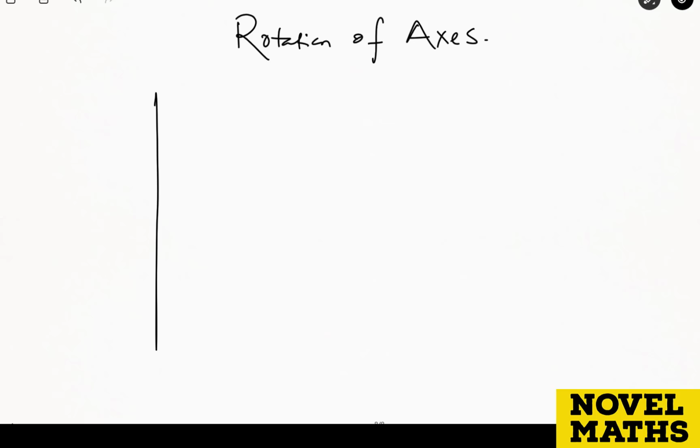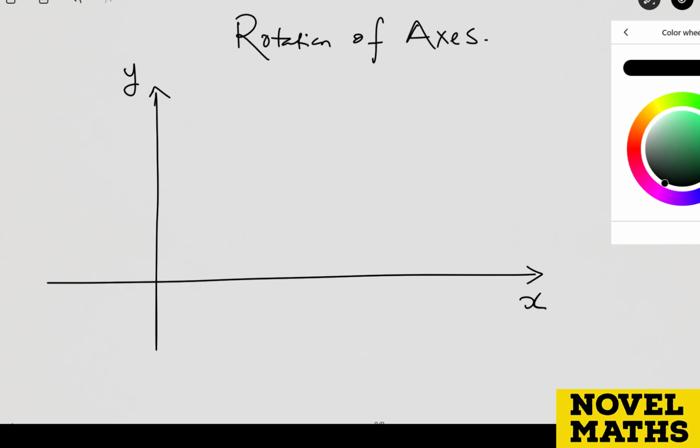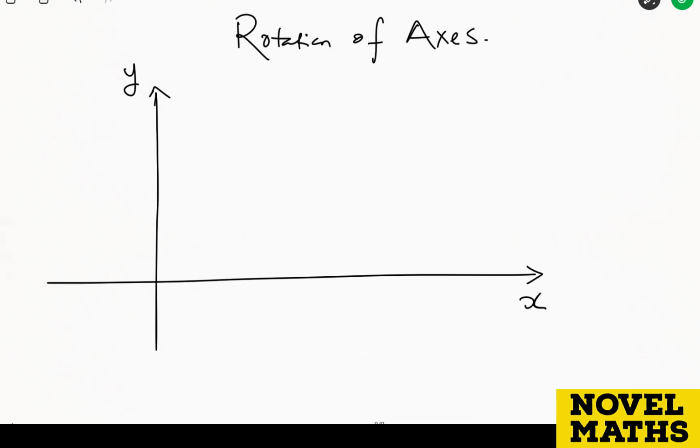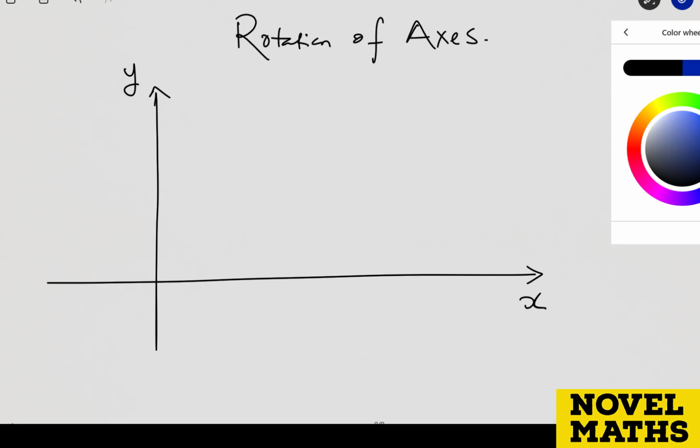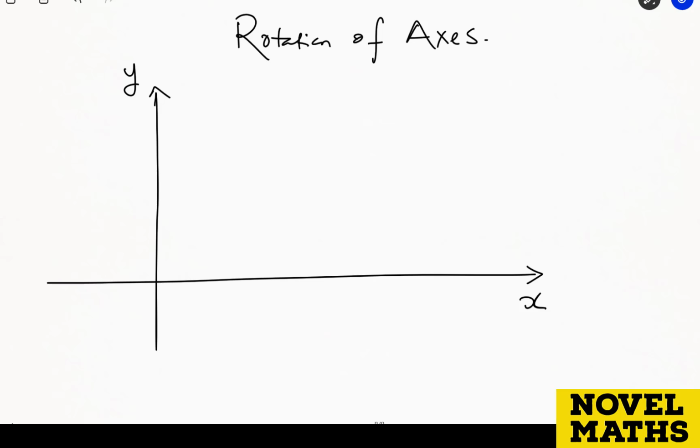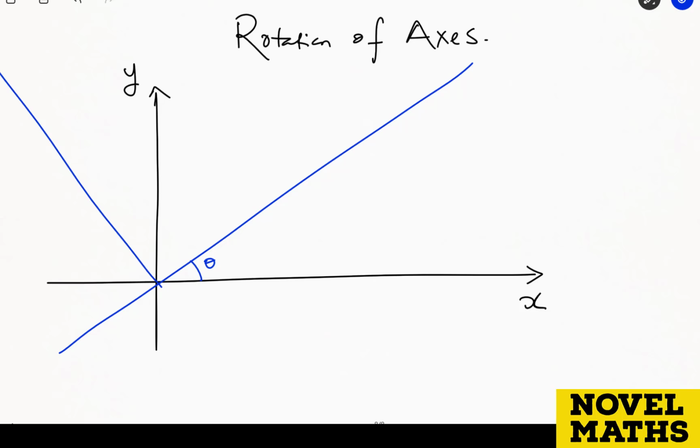The meaning of rotation of axis means you have this x and y, and you are shifting this reference point. Axes are also reference points, right? Origin is not good enough unless you have axis. So you are shifting it by some angle theta. Obviously this will be perpendicular to that. There are some point x and y.